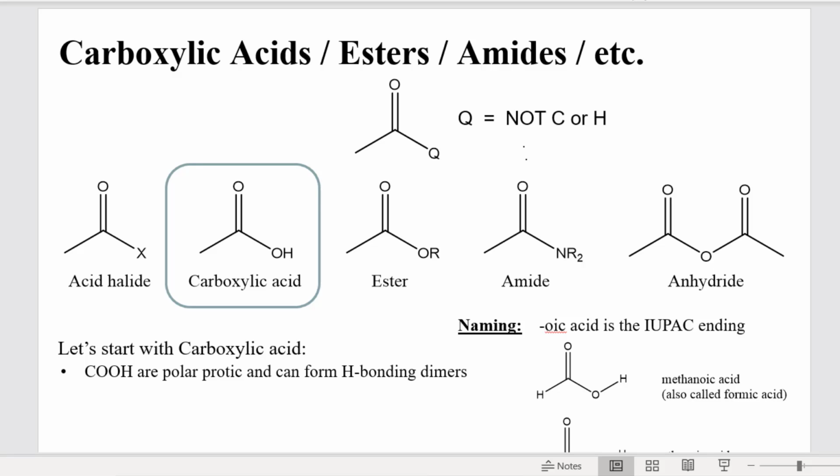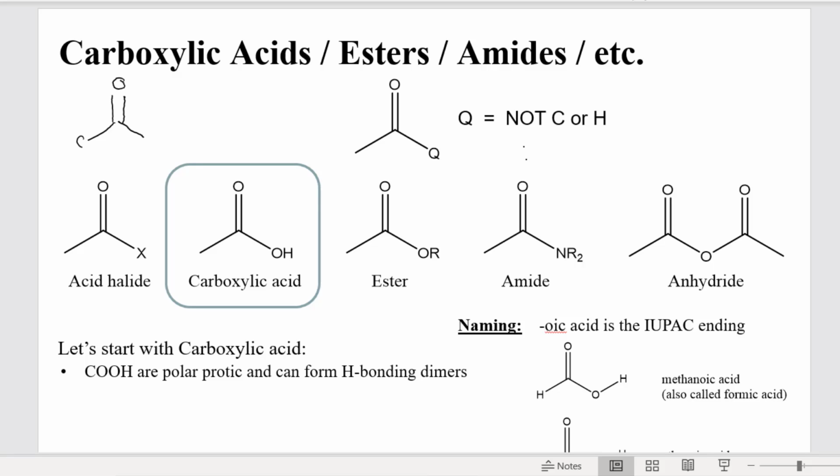Although it encompasses a lot of functional groups, namely the acid halides, the carboxylic acids, esters, amides, and anhydrides, it seems daunting. Fear not, there's one mechanism. What I want to point out first is what sets these apart from the ketone and aldehyde chapter that we just saw.